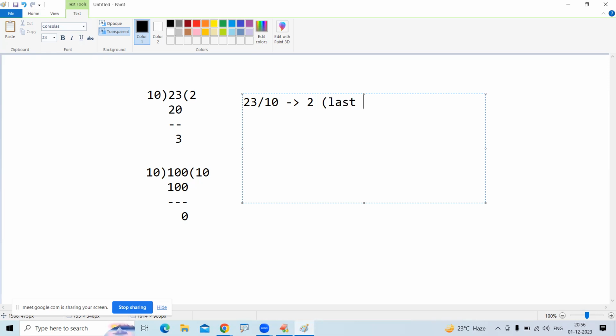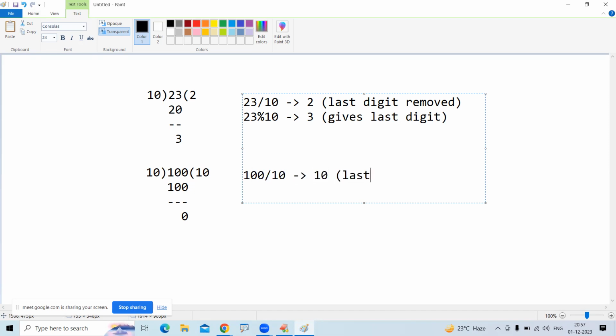Last digit removed. Very important point. 23 mod 10 gives the last digit. See, look at the same story. 100 by 10 means the quotient is 10. Same story. In 100, the last digit is removed, so 10 came. 100 mod 10, here it is 0. That is the last digit given.